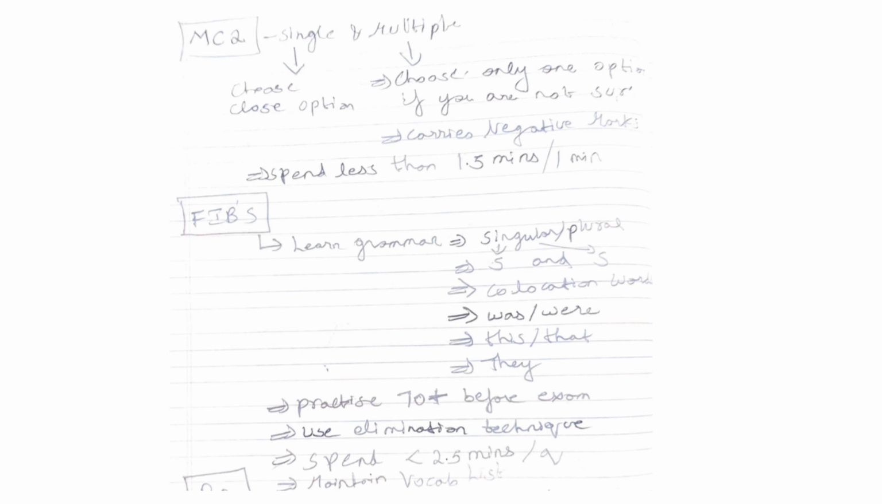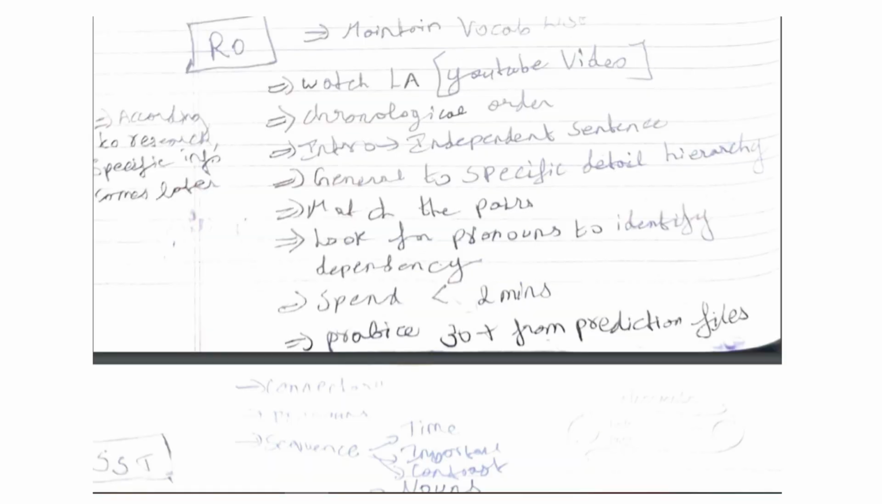So FIBs are covered. Next comes reorder. Again, reorder is very important. It is very tricky as well, but it is very important, right? You might get two to three questions in your real exam, and you should ensure that you get at least 50% correct, so that if you miss out in your read alouds or in your FIBs, you can always catch it up in your reorder paragraphs.